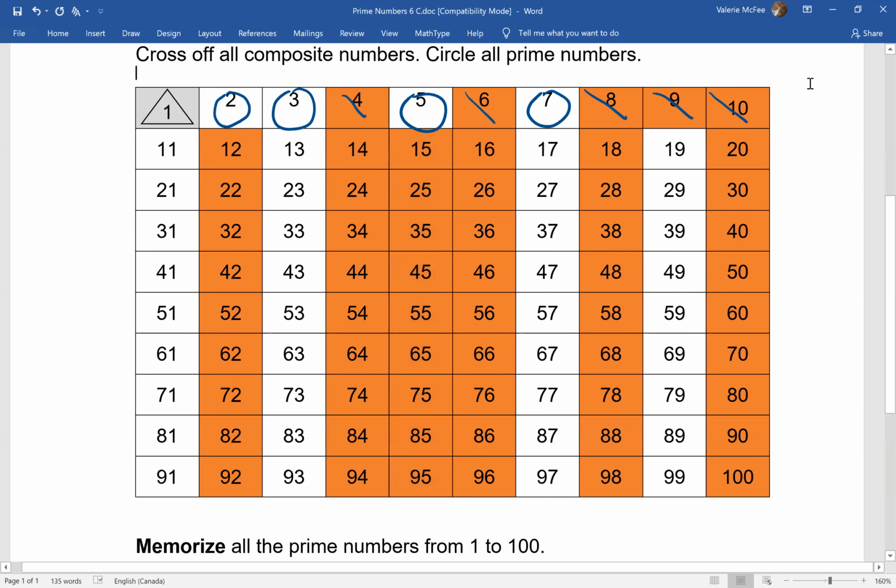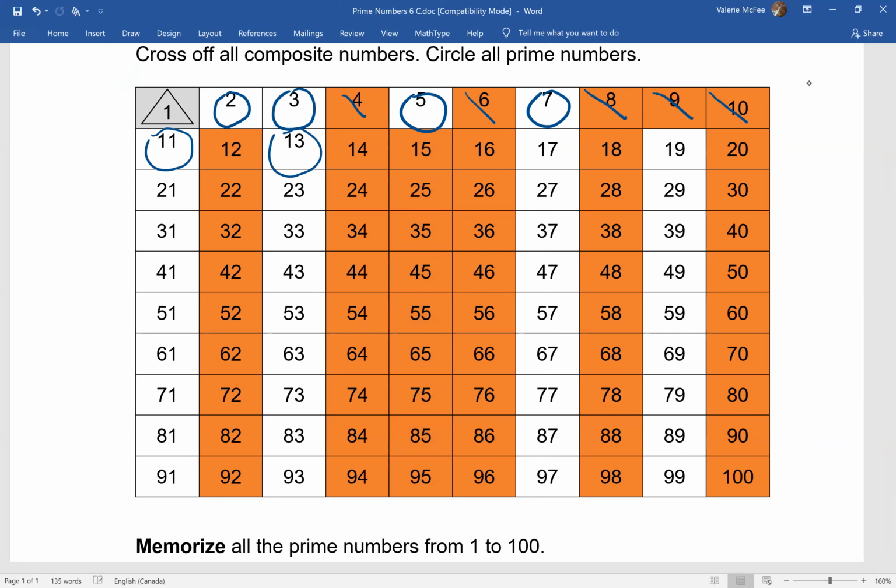So look what we have left. Not that many numbers to think about. In every set of 10 numbers, you only need to consider the numbers ending in 1, 3, 7, and 9. And if I look at that second row, 11, 13, 17, and 19 are all prime numbers.